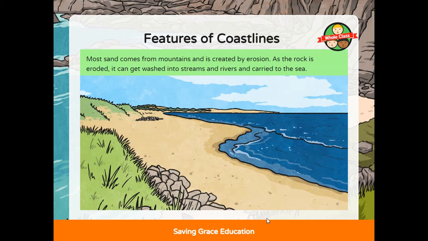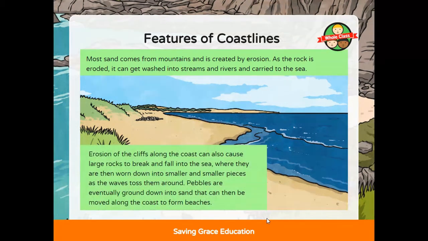Most sand comes from mountains and is created by erosion. As the rock is eroded, it can get washed into streams and rivers and carried to the sea. Erosion of the cliffs along the coast can also cause large rocks to break and fall into the sea, where they are worn down into smaller and smaller pieces as the waves toss them around. Pebbles are eventually ground down into the sand that can then be moved along the coast to form beaches.